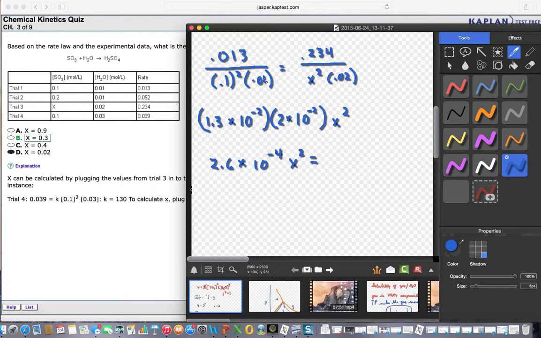And this is equal to, now let's go to this side. We have 2.34 times 10 to the minus 1 times, this will be 1 times 10 to the minus 1 squared. That's the same as 1 times 10 to the minus 2. And then again I have 1 times 10 to the minus 2.